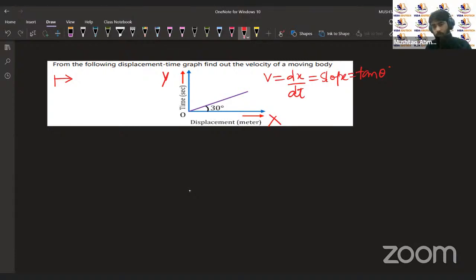So here we can find the slope using this. That's the tan of theta. But we can see here it's a time versus displacement axis. If displacement were on the y-axis and time on the x-axis, then tan of theta would be equal to velocity. But on the y-axis we have time and on the x-axis we have displacement. So the velocity will be equal to 1 upon tan of this 30 degree, correct?